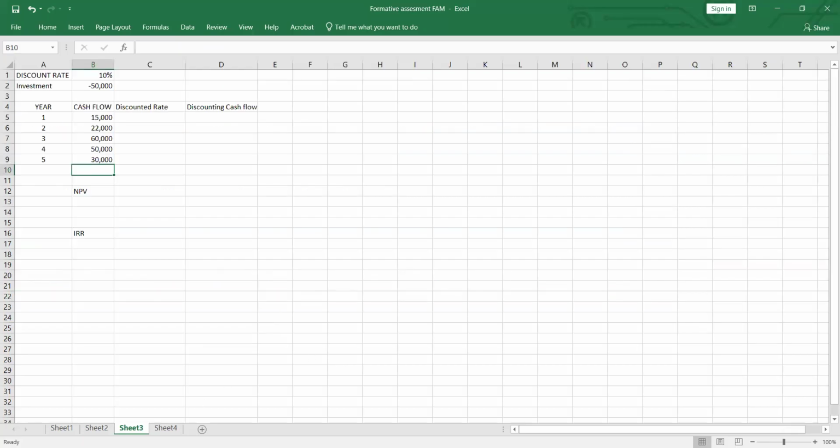Now move on to sheet number three. Now we calculate the discounting rate and discounted cash flow. We start with a discount rate of 10% and an investment of 50,000. For any investment or startup, see what my investment is and what my return is. NPV tells about the return, whether this investment is beneficial for our business or not. The discounting rate is 10%.